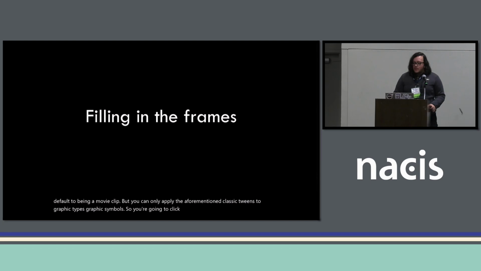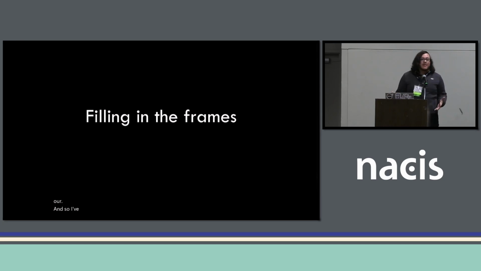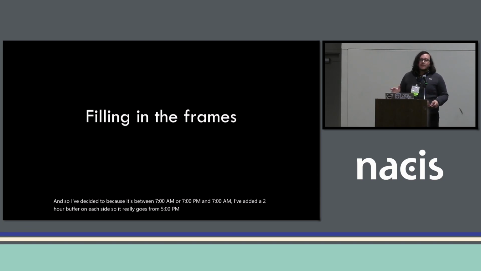We're going to do a quick thing here, which is filling in the frames. This is how we're going to set the duration of our animation. Because it's between 7 p.m. and 7 a.m., I've added a 2-hour buffer on each side, so it really goes from 5 p.m. to 10 a.m., or through the 9 o'clock hour. And so I'm going to make the animation a full 16 seconds long.